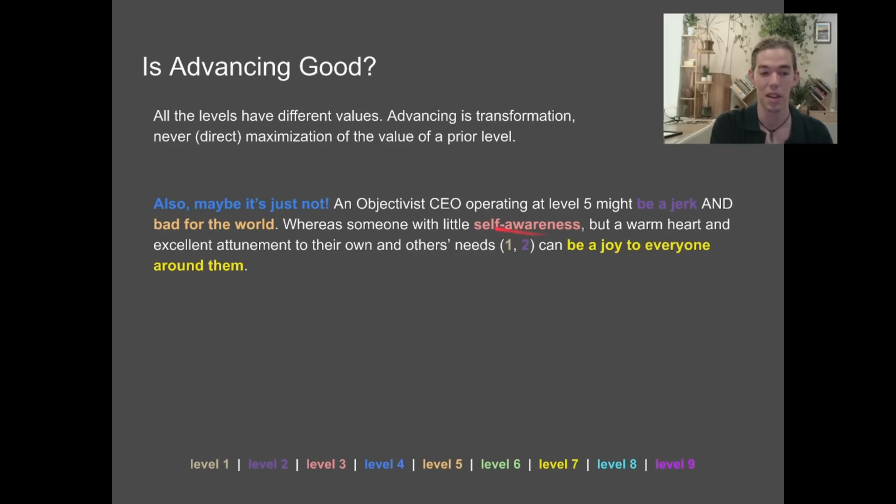Whereas someone with very little self-awareness, they're not even quite at level 3, but say they have a warm heart and have an excellent attunement to their own needs and the needs of others. They have a really solid level 1 and 2, and they can be a joy to everyone around them. So level 7 might think that this person is better for harmony than this person, or might choose to support the value of this person more than this person. I'm trying to phrase that non-judgmentally, so it's actually level 7.